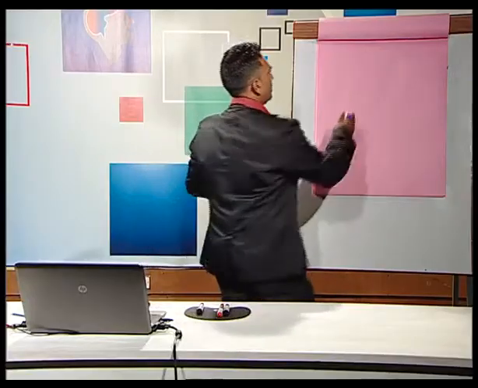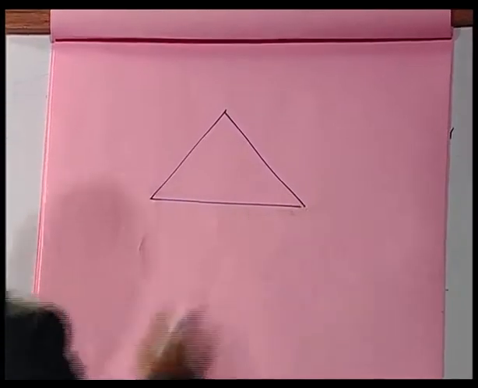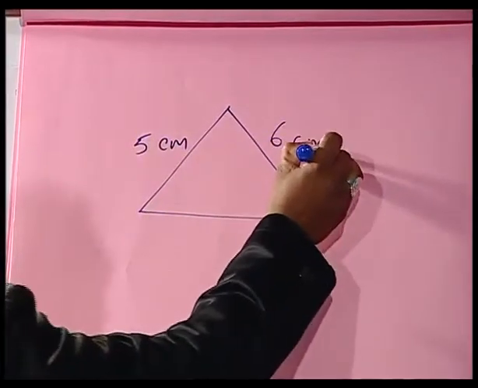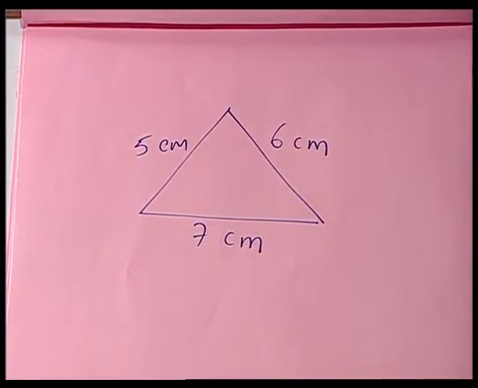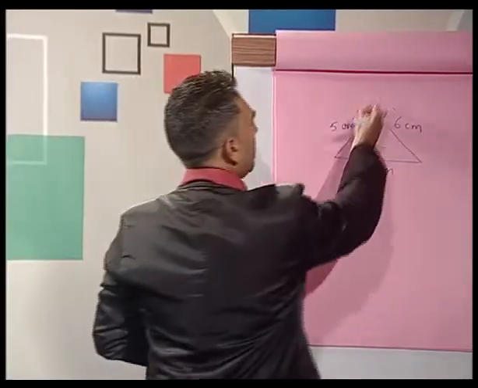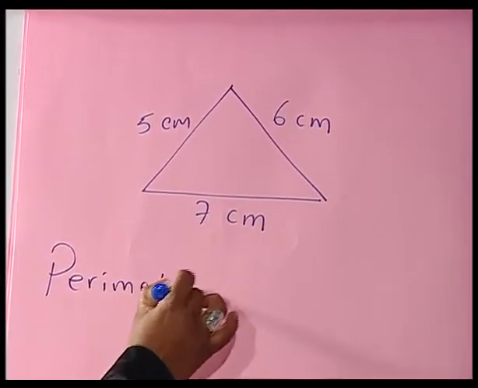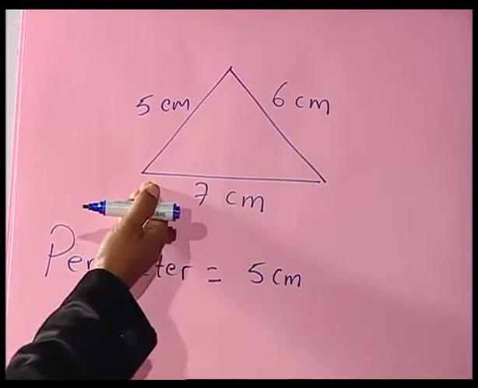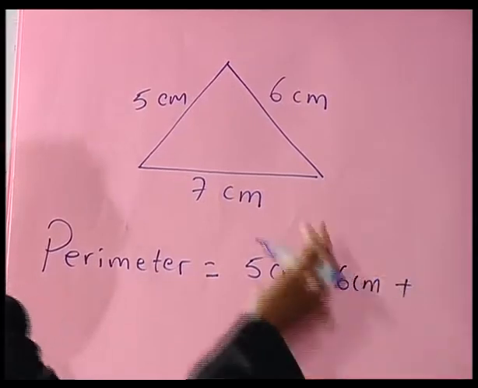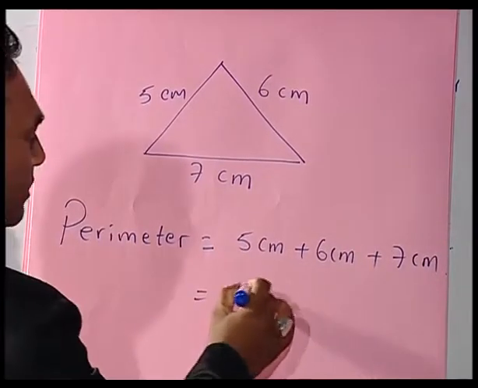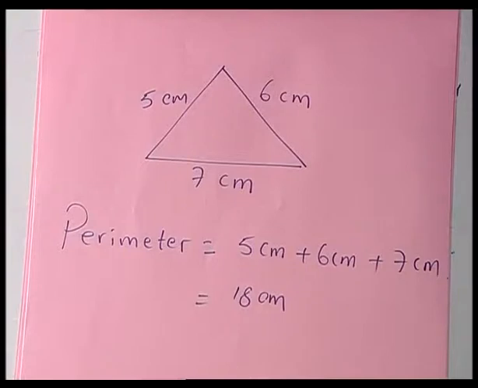Now, if I have a triangle, if the dimensions of the triangle are 5 centimeters, 6 centimeters, and 7 centimeters. If I want to calculate the perimeter of this triangle, I will have to add all the three sides. So, perimeter equals 5 centimeters plus 6 centimeters plus 7 centimeters. What is the answer? Yes, 18 centimeters. So the perimeter of this figure is 18 centimeters.